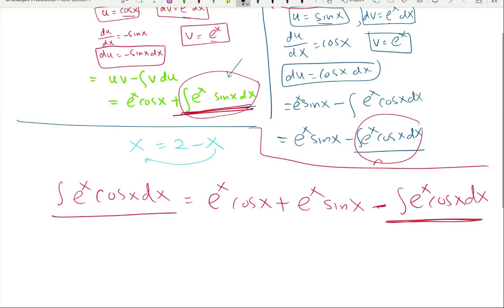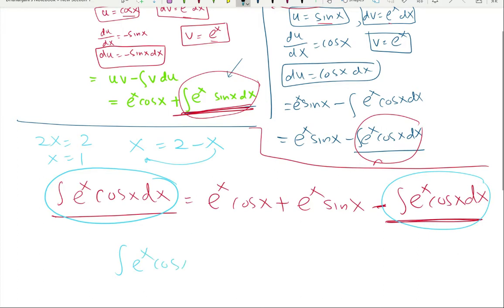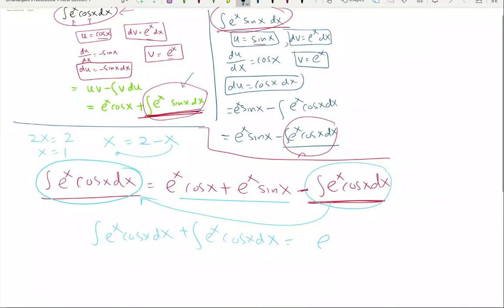Let's take the x to the other side. So it's 2x equals 2, and x is 1. We can do the same here, but think of these two as x. Here we have e to the x cosine x dx. I'm going to take this integral to the left, plus e to the x cosine x dx is equal to e to the x cosine x plus e to the x sine x, plus c, the constant of integration.